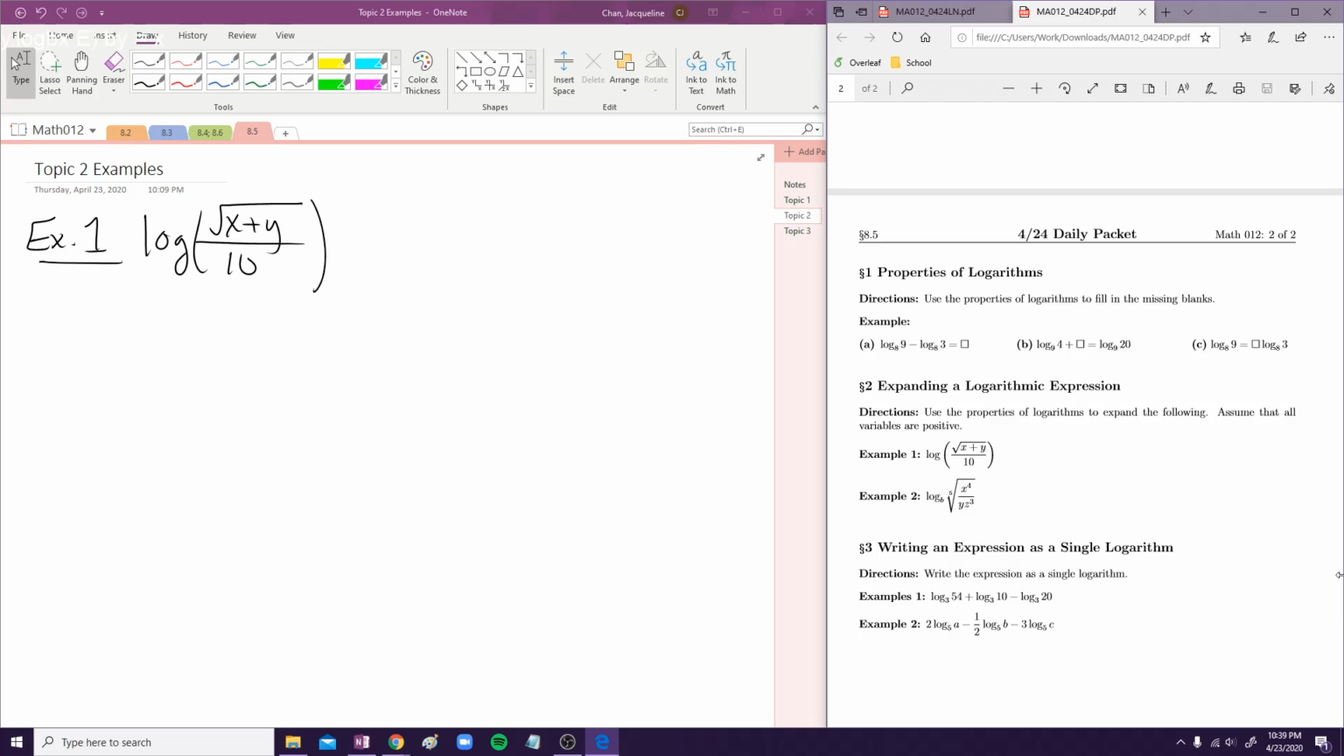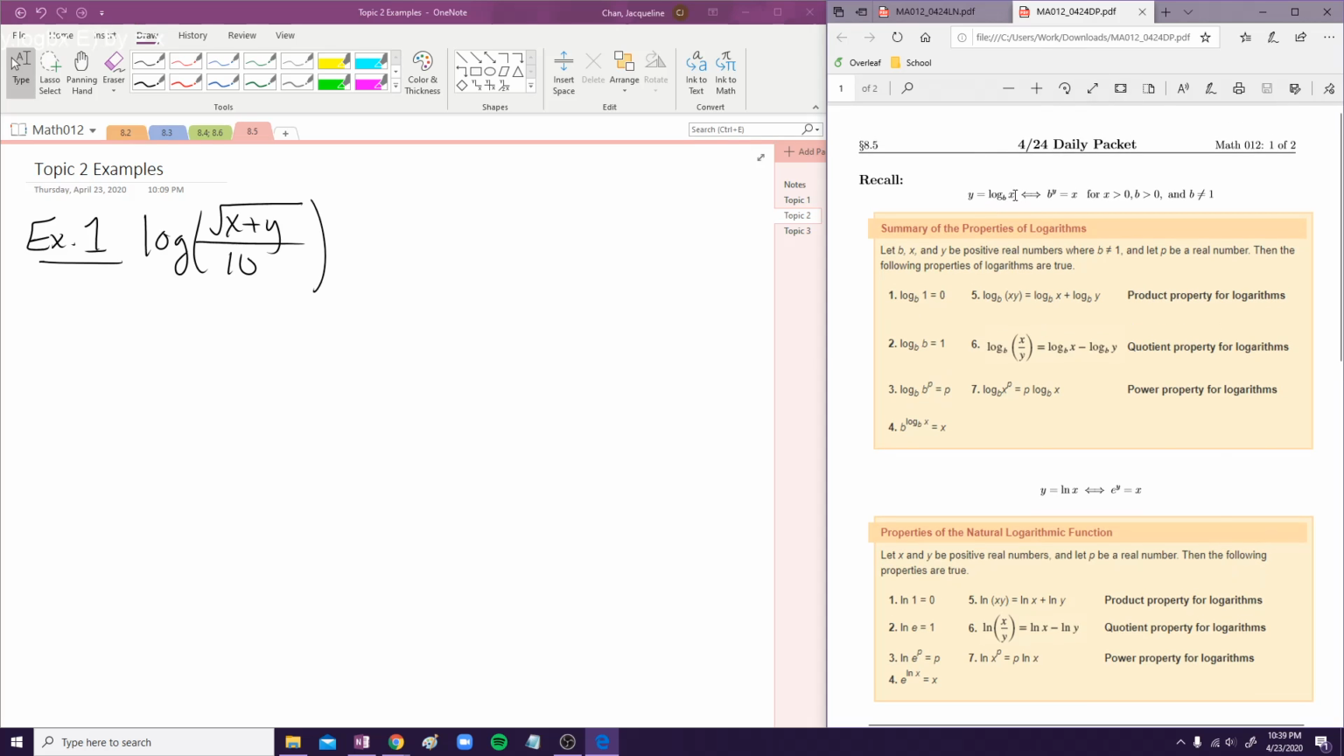Now that we've practiced with the properties of logarithms, let's take it a step further and use the properties to expand a logarithm. So our directions say use the properties of logarithms to expand the following, and assume that all the variables are positive, because remember we have the restriction that x has to be positive. Not this x, but the general x.